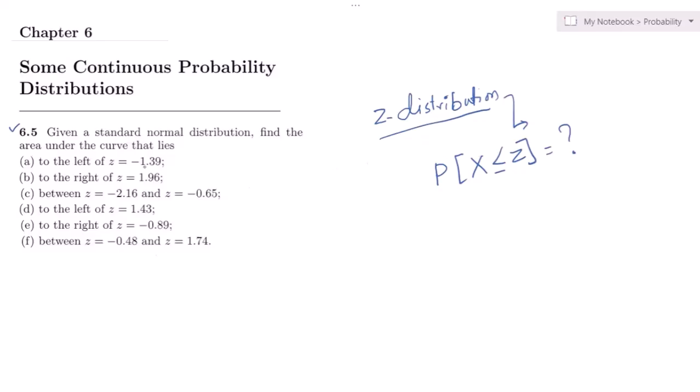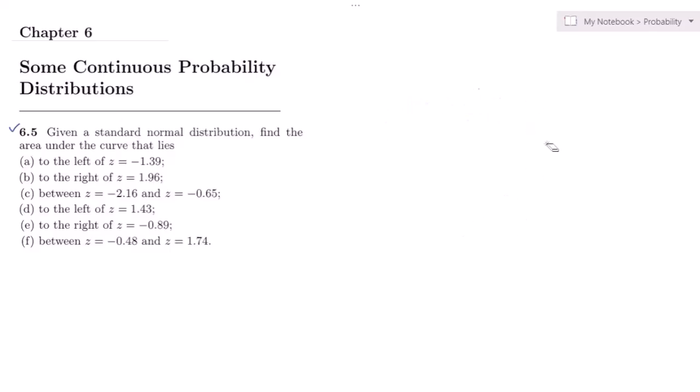So here we have all these parts of this question. What do we have to do? This z is the standard normal distribution, where the mean is 0 and the variance is 1, which gives a standard deviation that is also 1. So this is the standard normal distribution. Let me first go through the statement of our question and then proceed with it.